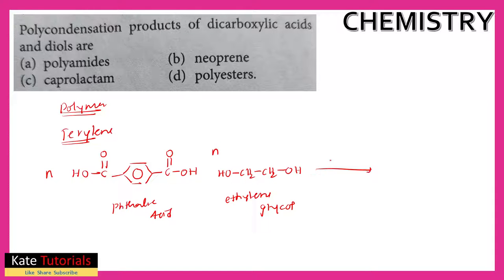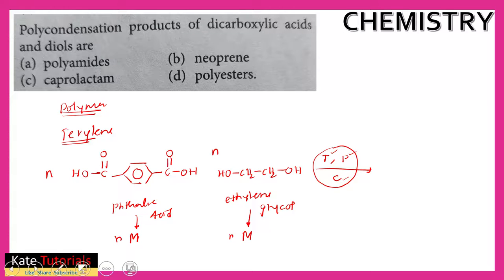Whenever I take n number of phthalic acid and n number of ethylene glycol, in the presence of some temperature T, pressure P, and a catalyst, it does polymerization. This process we call polymerization. One monomer is phthalic acid and the other monomer is ethylene glycol. Both, n number of them, combine to form a polymer.